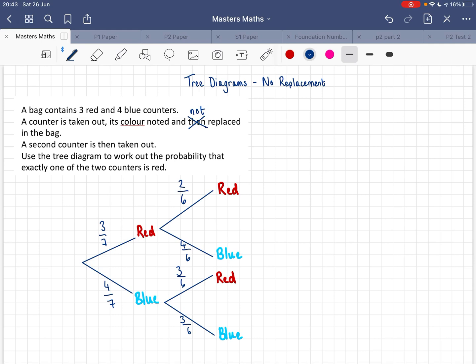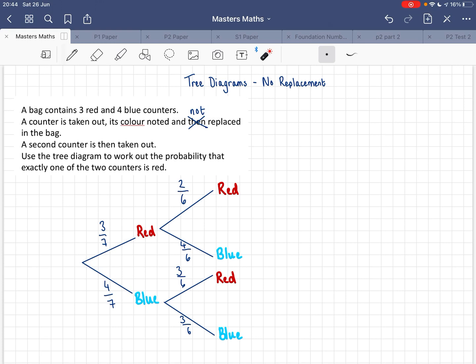So you can see that the different parts of the tree diagram have different probabilities this time. So these 2 probabilities are different to these 2. They're all out of 6, because each time we're only taking one to start with. So we're left with 6 counters for the second counter. We're only left with 6 counters to choose from on our second go. But you can see that they differ slightly depending on whether the first one was red or the first one was blue. It changes the probability slightly.